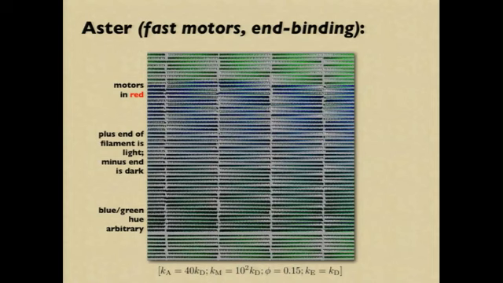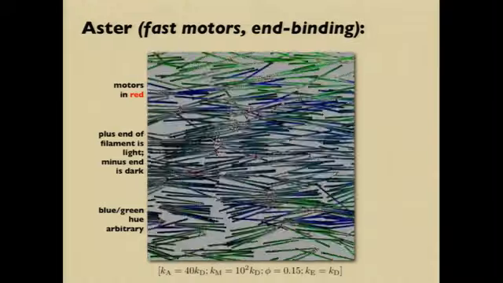Now I'm going to show you quite a lot of movies here. So just to explain the colour scheme, you can see these are the filaments. The light end is the plus end, the dark end is the minus end. The blue and green hue is arbitrary, just tells you where they are in the initial condition, and the motors, when they appear, will be in red. And this is a top-on view of the plane.